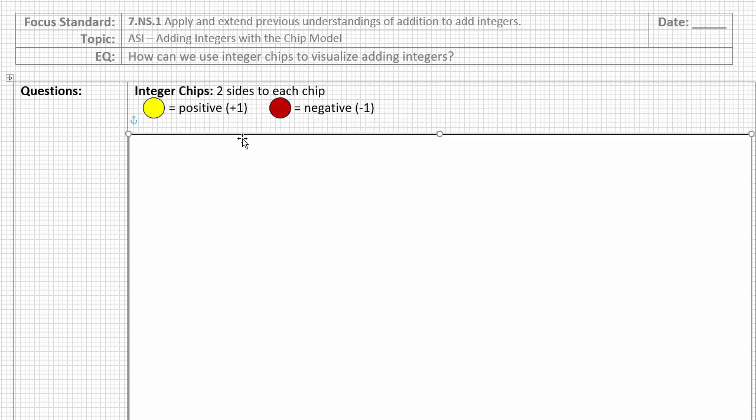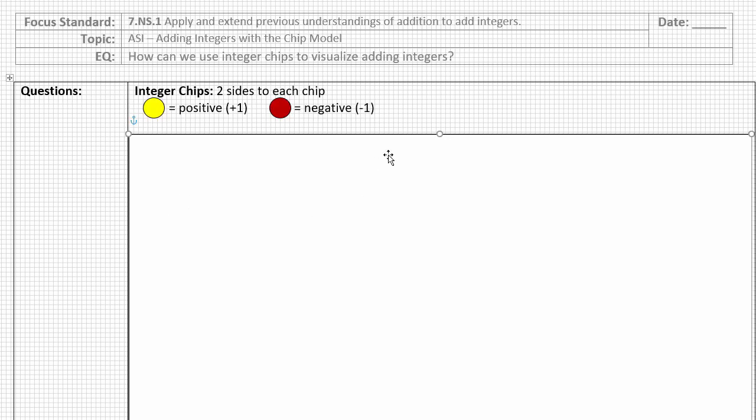Then look at some examples using integer chips. If you remember from our last video, integers are positive and negative whole numbers. So on an integer chip, there are two sides. The yellow side, which represents a positive 1 integer, and the red side, which represents the negative 1 integer. So as we are creating problems, you lay out as many chips of each side that you need.